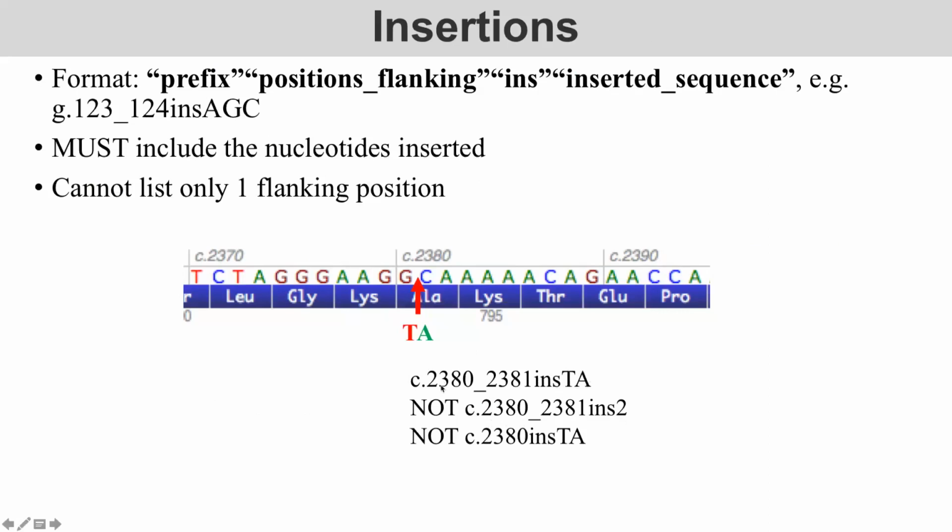Additionally, you need to give the flanking regions, so you couldn't just say 2380 insertion of a TA. You need to say between 2380 and 2381, I'm inserting a T and an A, so that you are able to confirm where it's really going in, because if you're just giving this one position, it gets a little unclear if you inserted it at 79 and now you're saying 80 is this. So that's why it's more clear to give the start and the 2 flanking nucleotides of the insertion, to get rid of any ambiguity around what's actually occurring.